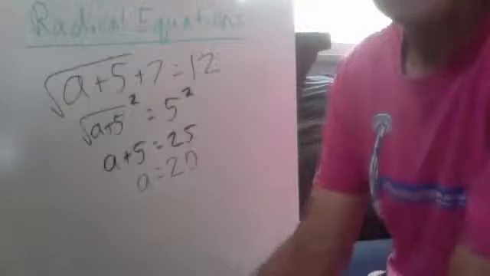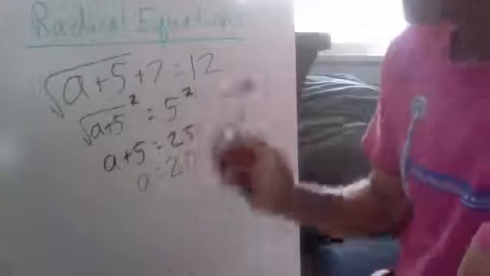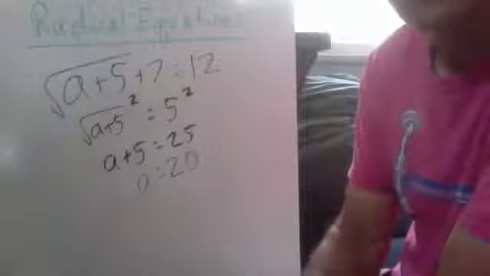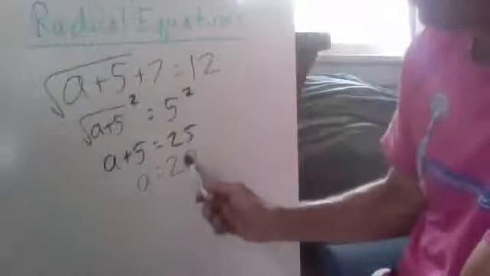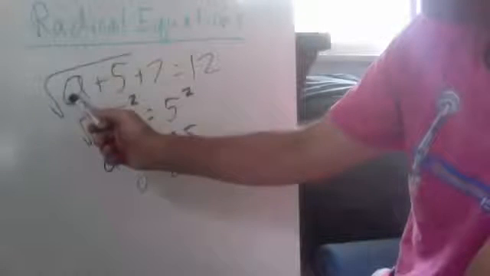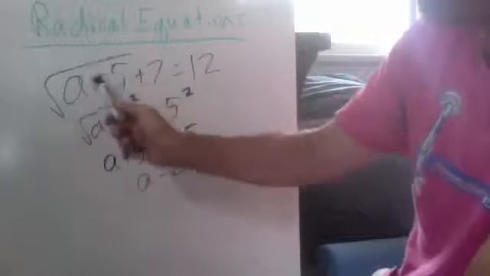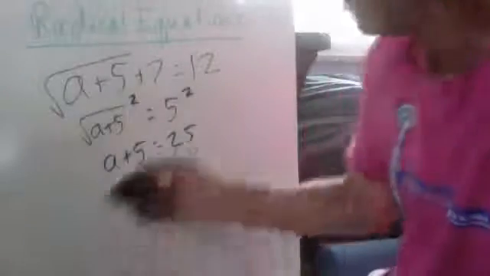Now, one thing I have to say is when we do solve things by squaring like this, it occasionally gives you a weird answer. They're called extraneous solutions. So we always have to check and see whether it works or not. So take the 20, put it in here. 20 plus 5 is 25. Square root of 25 is 5. 5 plus 7 indeed equals 12. So we're okay. Let me show you one that does have an extraneous solution.